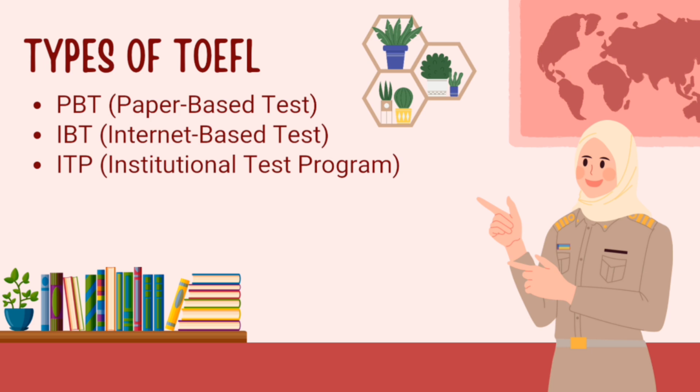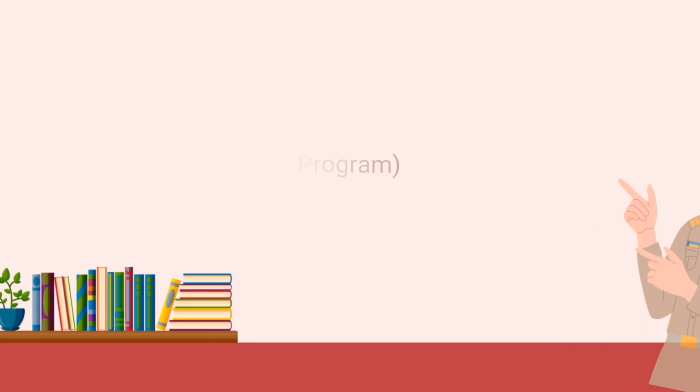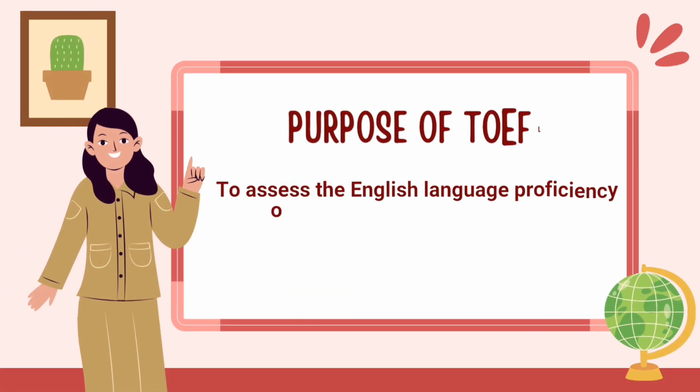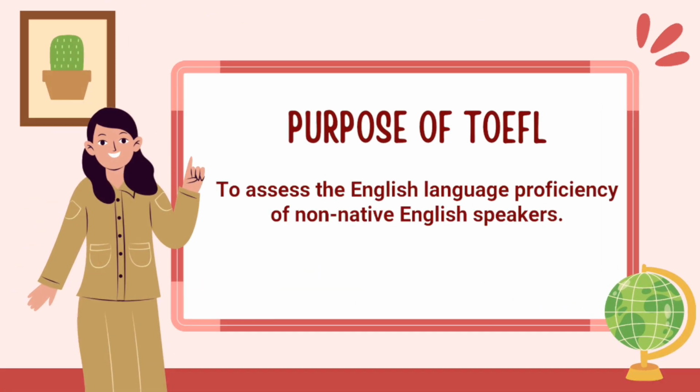The score for overseas universities is usually a minimum of 80 to 100 for IBT, but it depends on the institution too. Okay, next is the purpose of TOEFL. The purpose of TOEFL is to assess the English language proficiency of non-native English speakers.